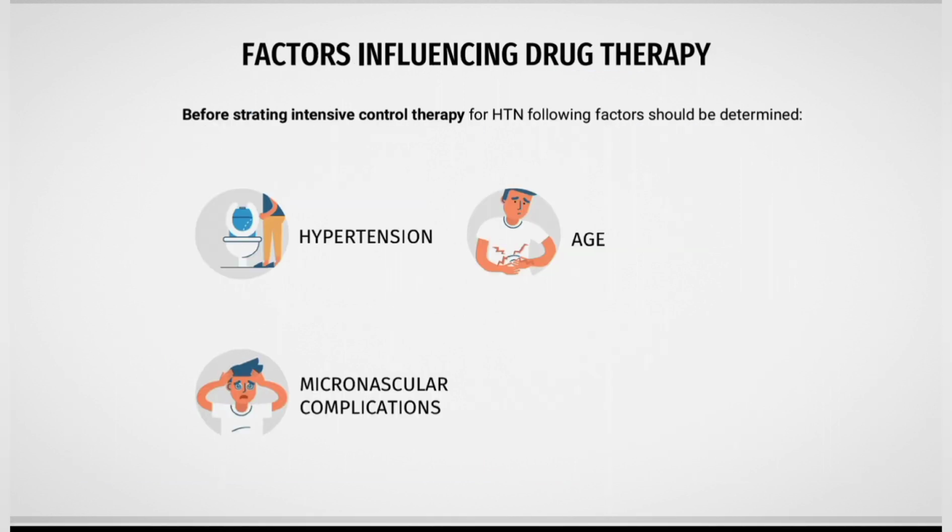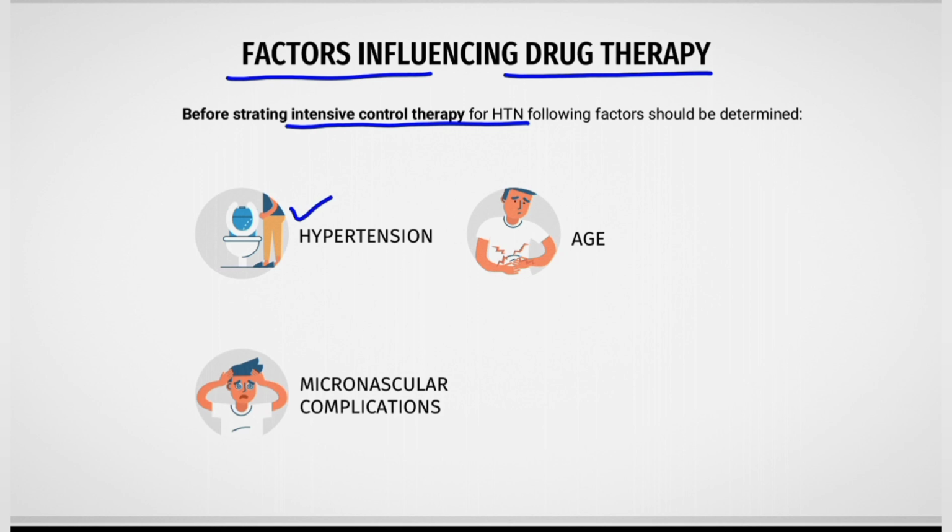So what are the factors which influence the drug therapy? Before starting intensive control therapy for hypertension, we should always keep a few factors in mind. They are the level and staging of hypertension in the person, the age of the person with hypertension, and presence of any microvascular complications in such patient or person.